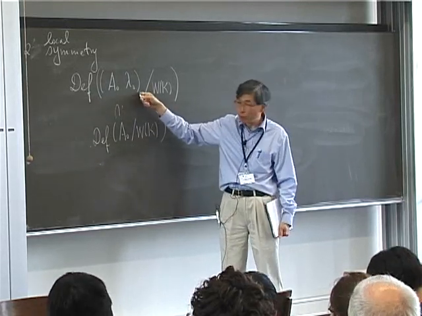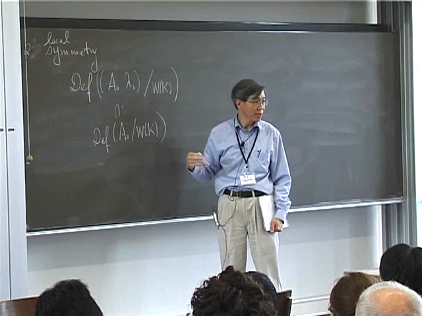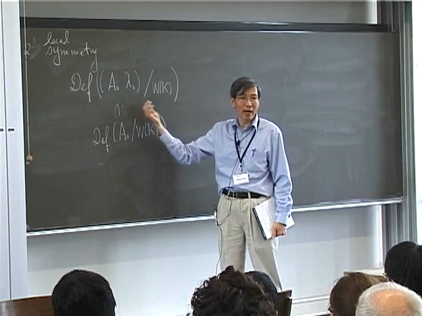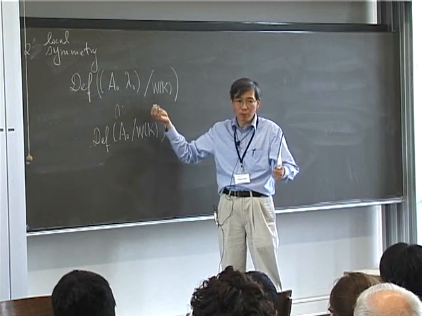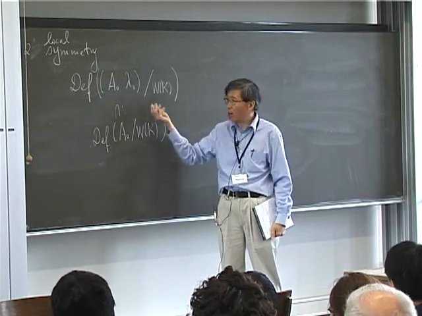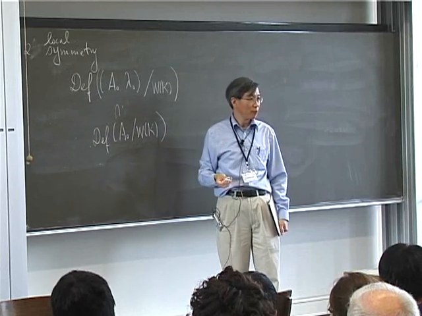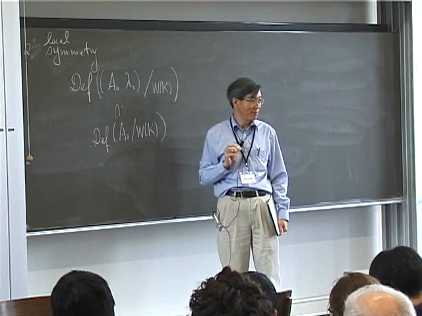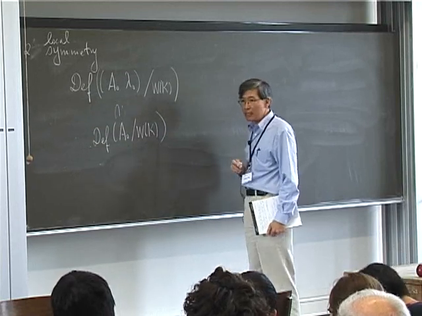Here, this is smooth if lambda 0 is principal. So in some sense, we think we understand these underlying spaces. These are formal schemes, the formal spectrum of a formal power series ring. But I would like to say that we don't actually understand them. And the reason is the following.